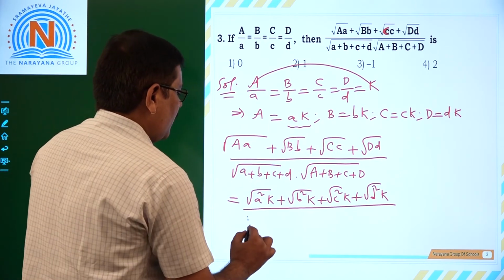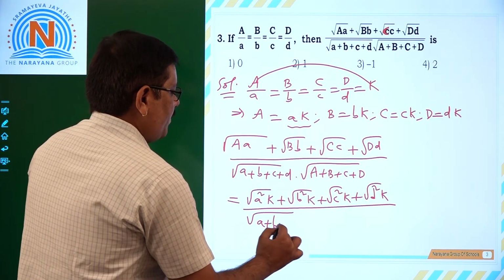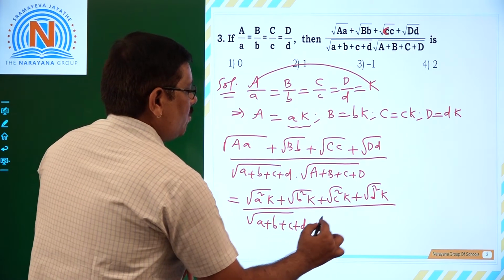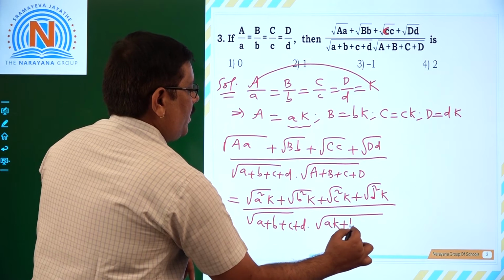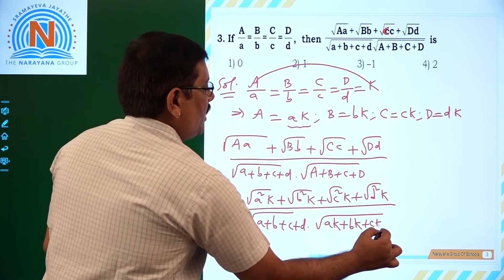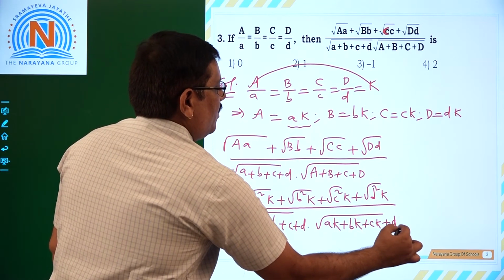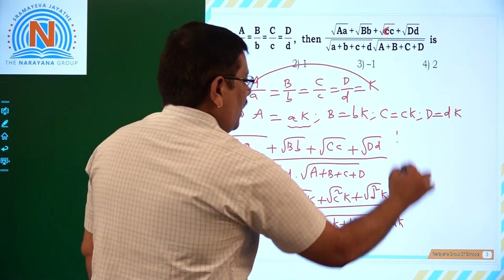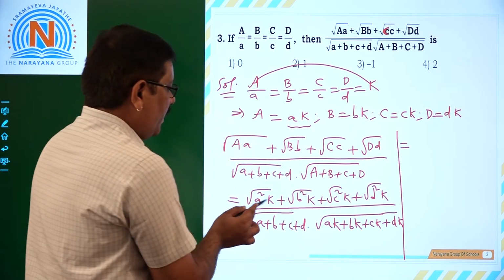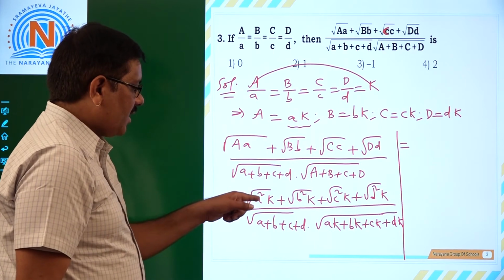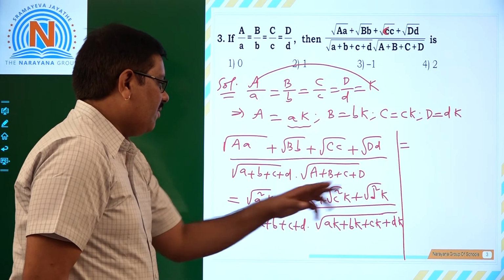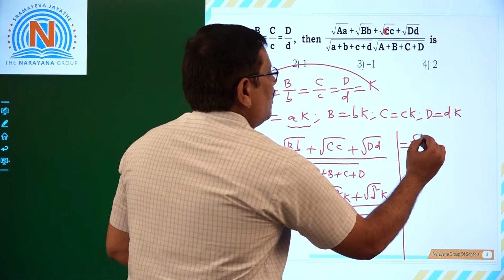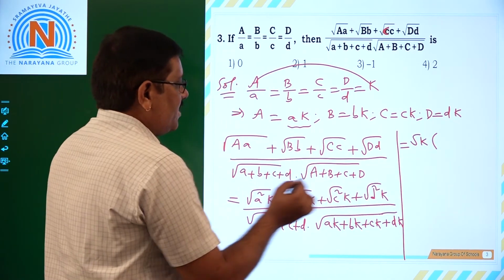Denominator, let us write it as usual: a plus b plus c plus d into root over small a into k plus small b into k plus small c into k plus small d into k. Now in the numerator, root k is common in all four terms. We can write it as root k times of under root of a square, which is a.